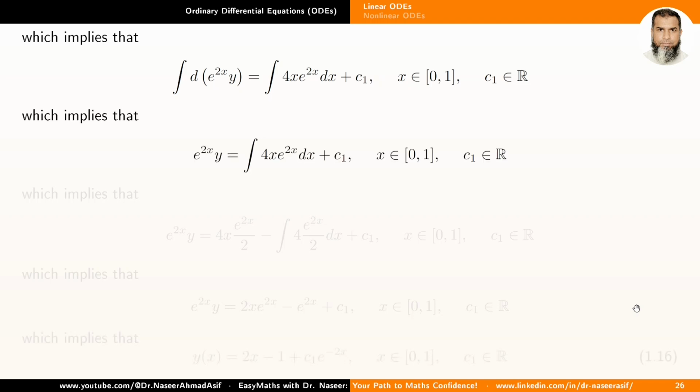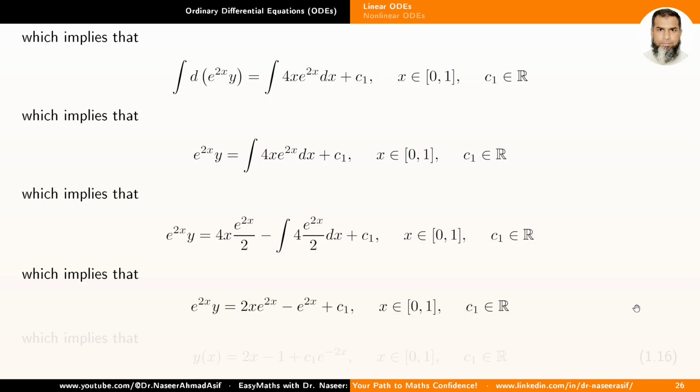So e^(2x) y is equal to the integral of 4x e^(2x) dx plus c1, where x is in the closed interval 0 to 1 and c1 is an arbitrary constant. So e^(2x) y is equal to 4x e^(2x)/2 minus the integral of 4 e^(2x)/2 dx plus c1. So e^(2x) y is equal to 2x e^(2x) minus e^(2x) plus c1, where x is in the closed interval 0 to 1 and c1 is an arbitrary constant.